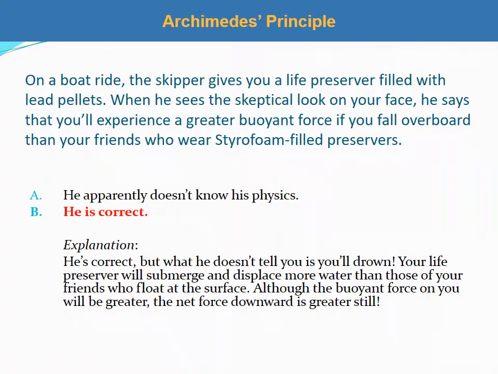Answer is B, he is correct. But what he doesn't tell you is you'll drown. Your life preserver will submerge and displace more water than those of your friends who float at the surface. Although the buoyant force on you will be greater, the net force downward is greater still.